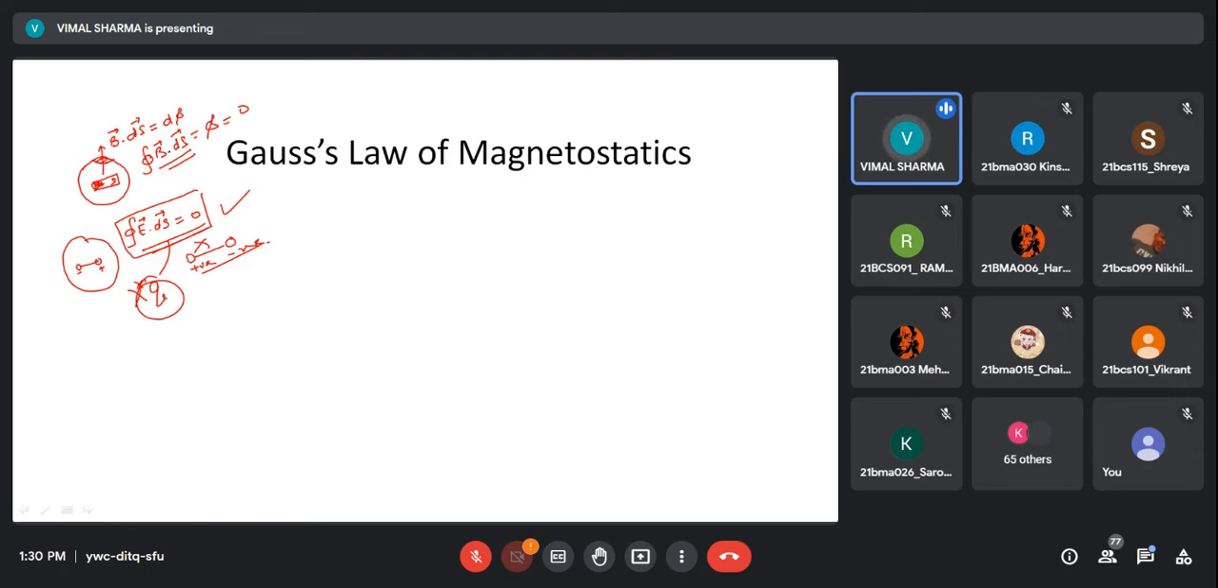But here monopole is not possible, monopole does not exist. So we cannot say that we have only one polarity, one pole, that is north pole, and due to that north pole, flux is positive, and due to south pole it is negative. No, we have both. So that means flux is what it is, zero. And again, we do the same thing.